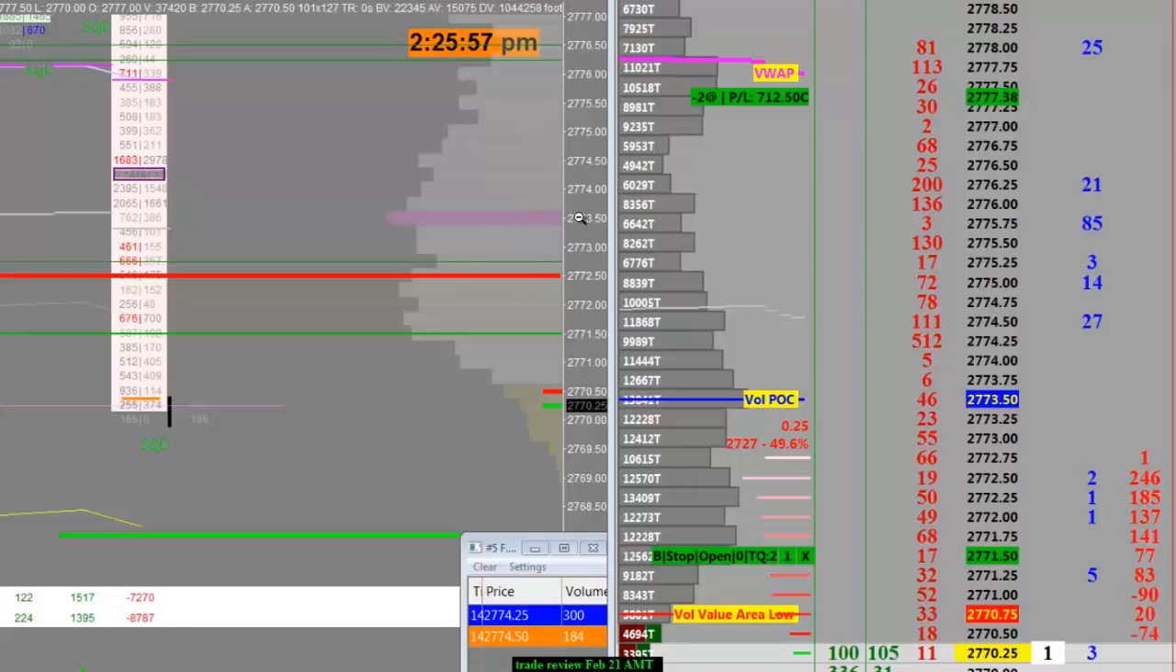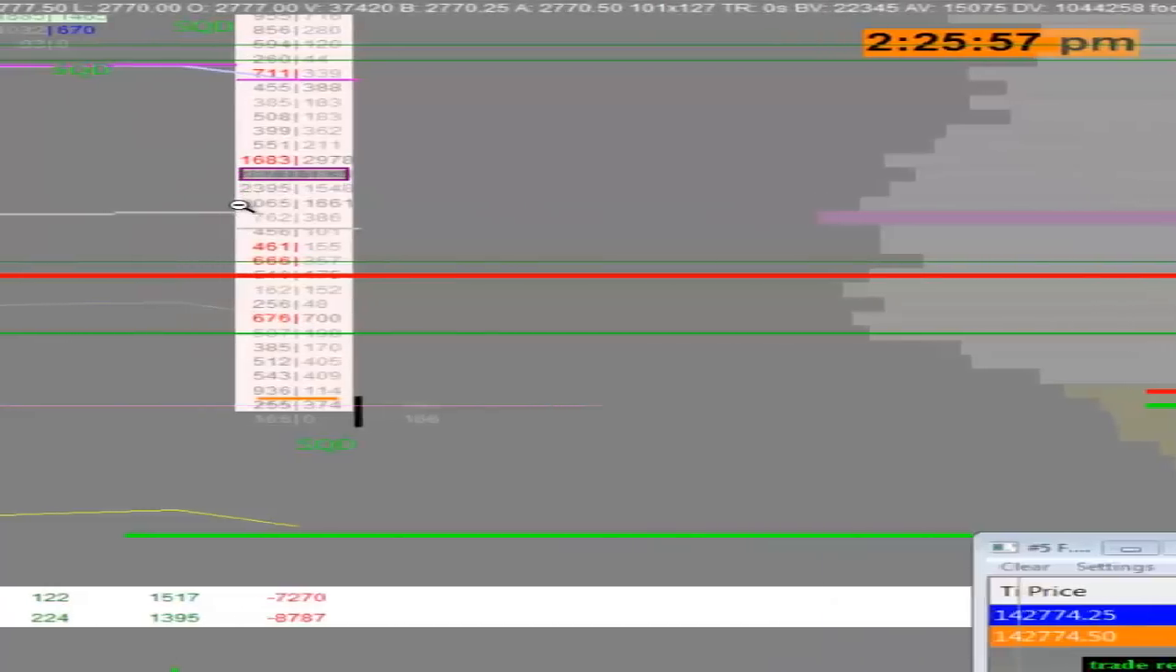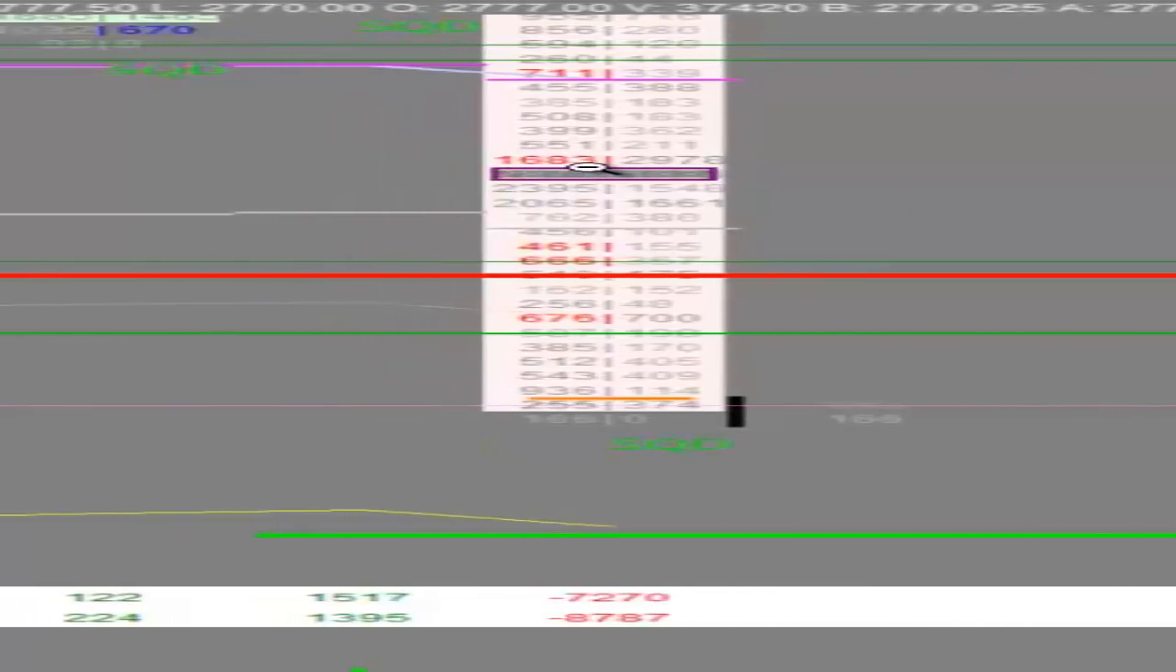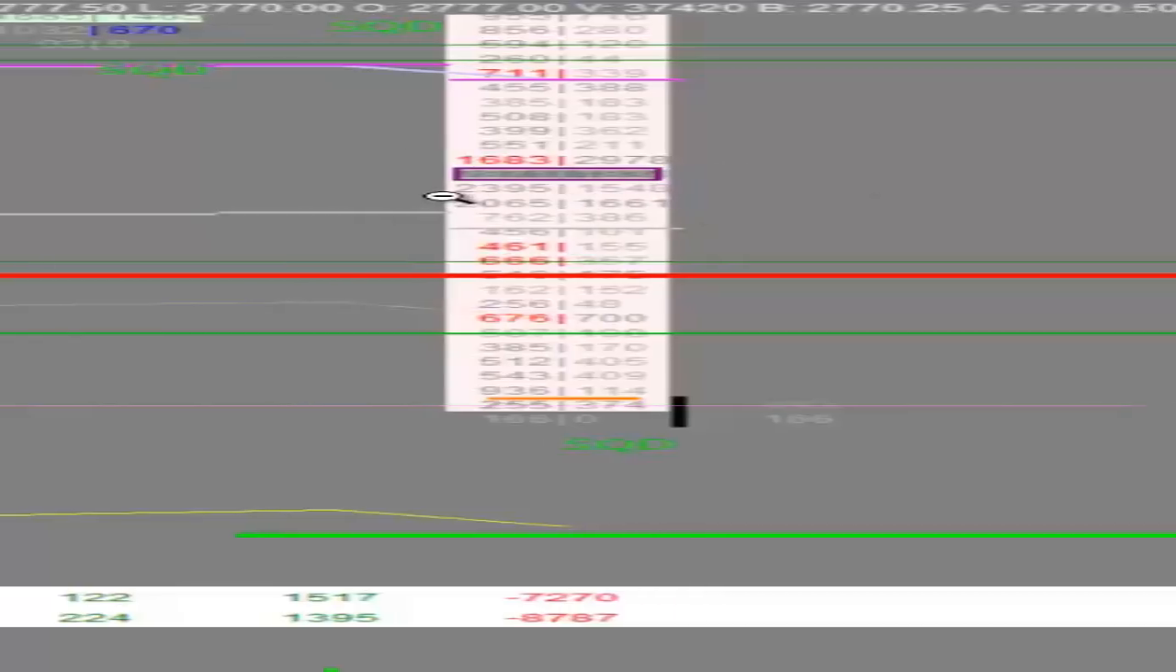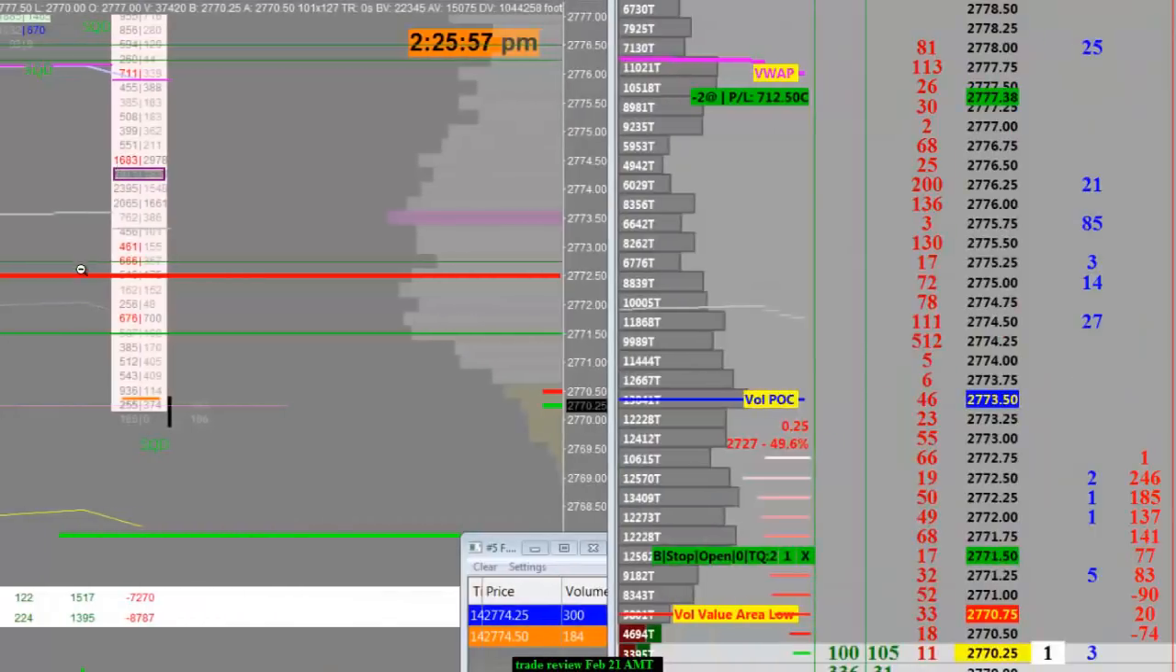You can see here as you get to 73 and a half and 74, look at all the volume that came in here. 1683 on a bid, 2978 on the ask. 2871 on the bid, 1830 something on the ask. 2395 and 1548, 2065 and 1661. So obviously a rotation happened here, and the sellers did win this.